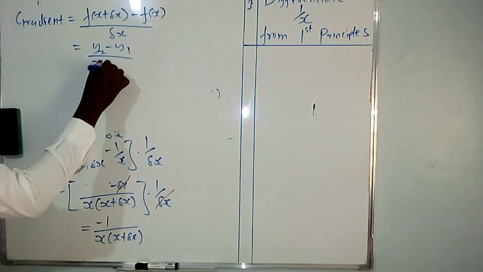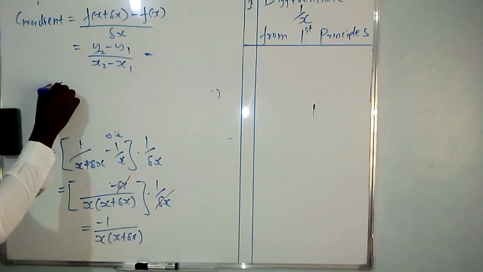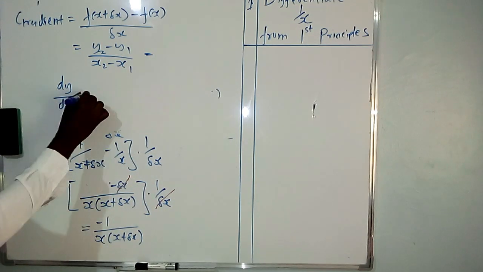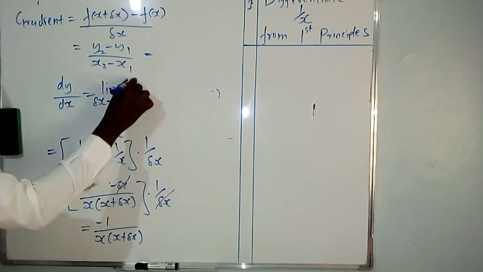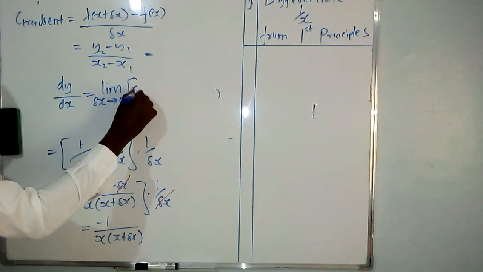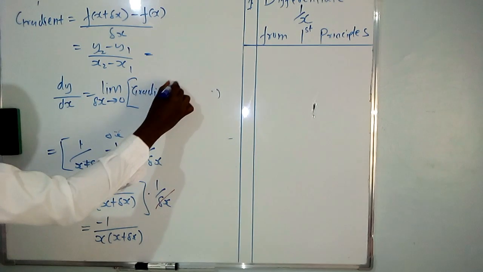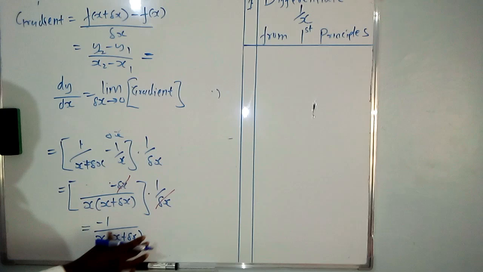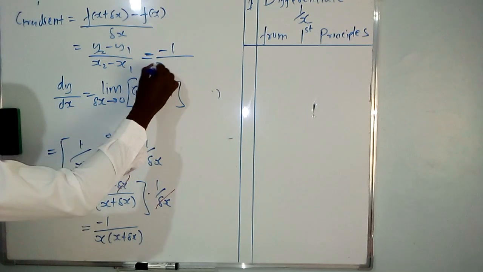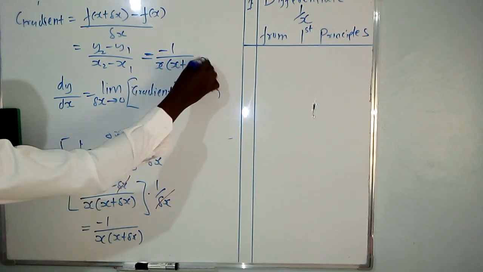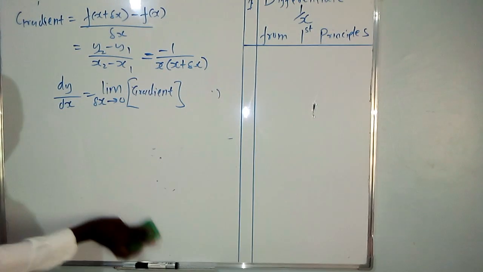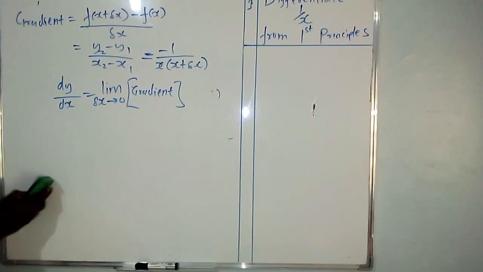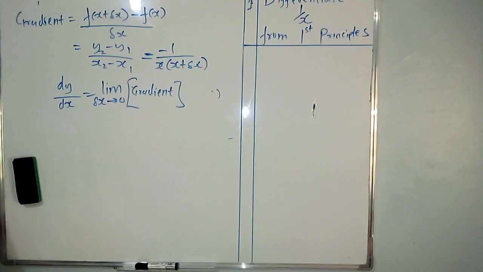Then it implies the derivative dy over dx is the limit as this small change in x tends to 0 of the gradient. It is the limit as that small change tends to 0, meaning you are getting the derivative at exactly 1 point. The gradient is change in y over change in x, but the limit as this small change tends to 0, then it tends to the derivative, dy over dx.